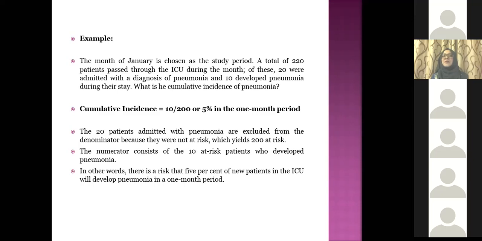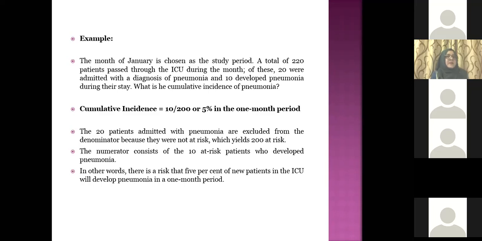So what is the cumulative incidence of pneumonia? We will take the number of new cases that developed pneumonia during their stay, which is 10, divided by the population at risk. A total of 220 patients passed through the ICU during the month, out of which 20 were admitted with a diagnosis of pneumonia. So we already know that this population is not at risk of acquiring pneumonia, because they have already been diagnosed with pneumonia. So we will exclude those 20 patients and consider only 200 patients, which will be our denominator. When you multiply it, you get 5% in a 1 month period. So this is the cumulative incidence of pneumonia.